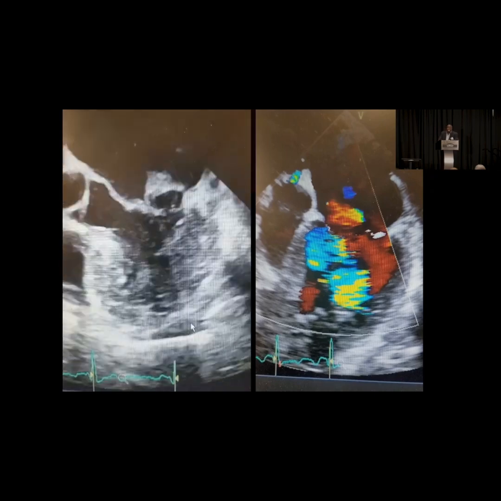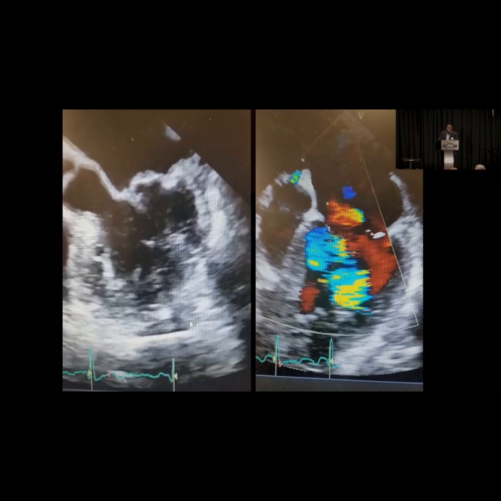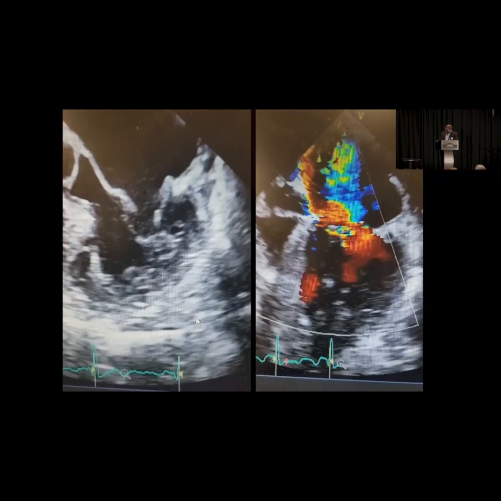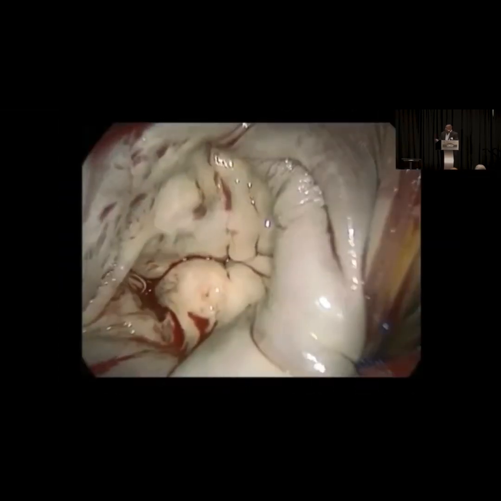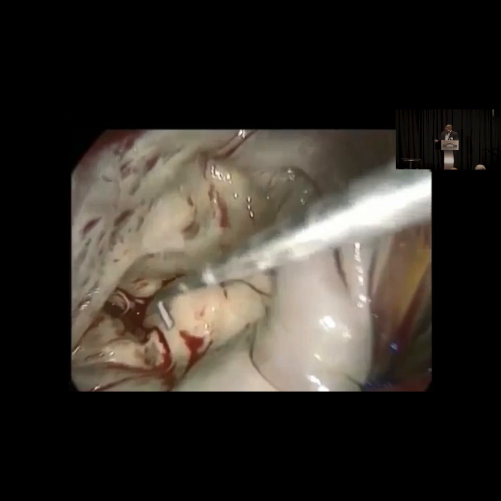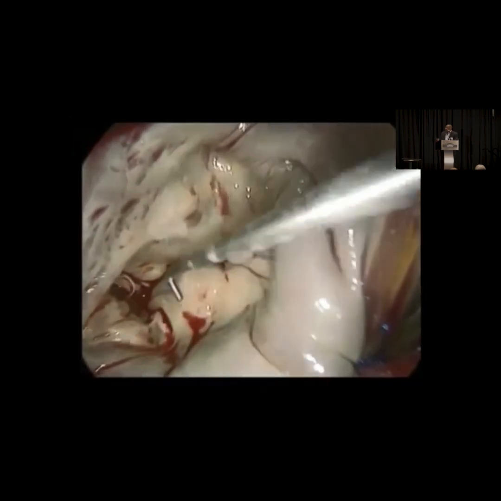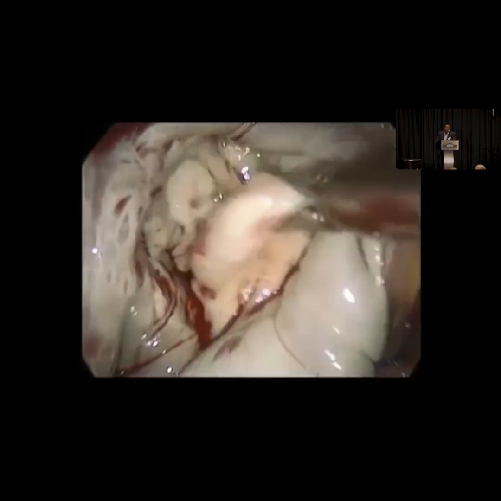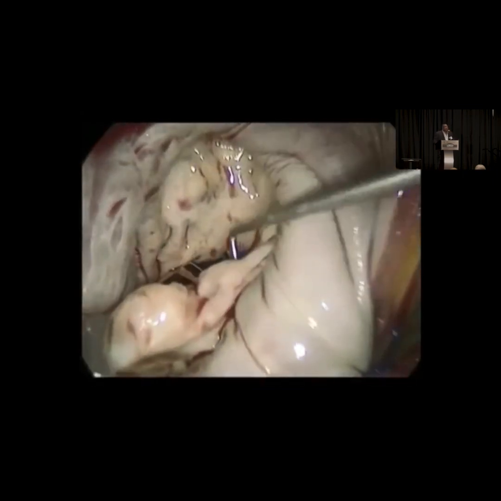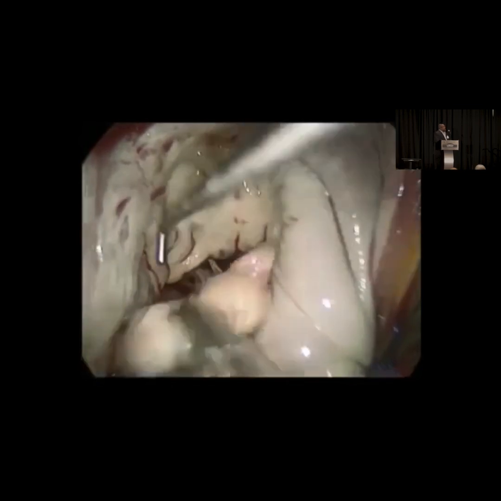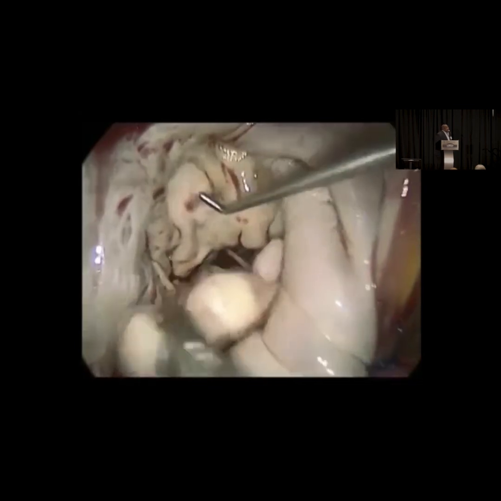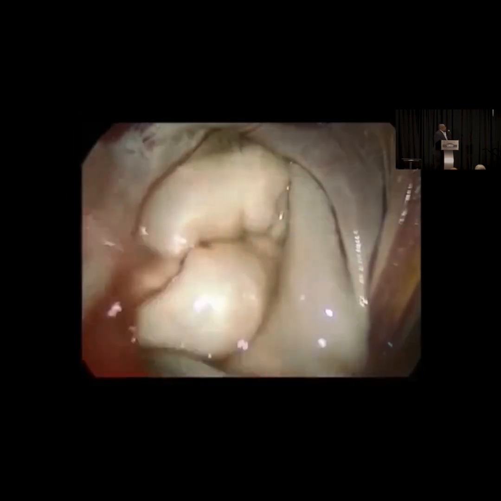So this is a posterior leaflet prolapse that we did here at the Heart Hospital. You can see the large regurgitant jet. Here, I'm measuring the valve. I'm looking for the normal chords to get a measurement on, so I can know what length of cord to use for the repair.